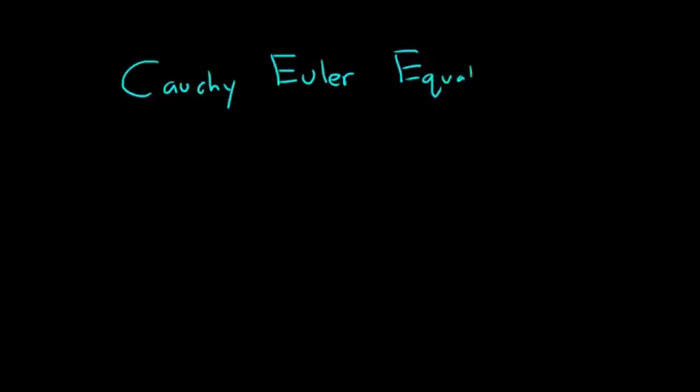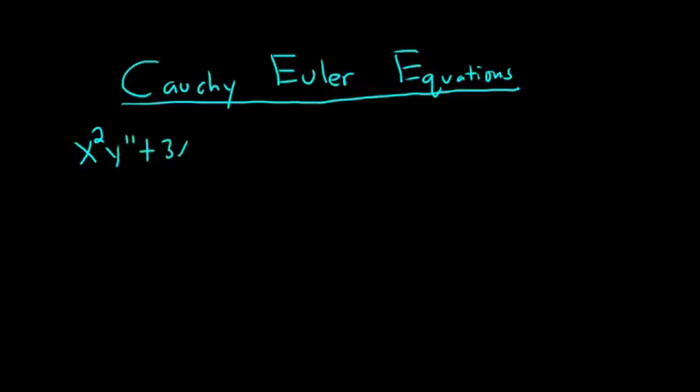In this video, we're going to talk about Cauchy Euler equations. So, here's an example of a Cauchy Euler equation: x squared y double prime plus 3x y prime plus 2y equals 0.